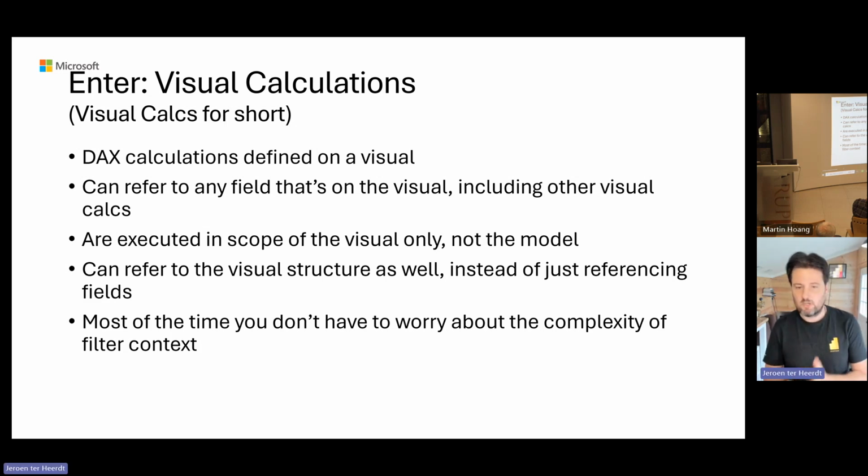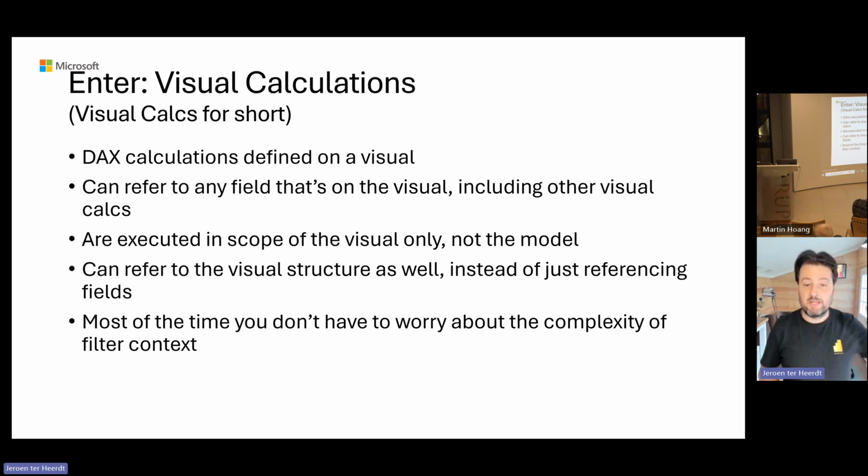Visual calcs are nothing more and nothing less than DAX calculations defined on a visual. So instead of doing that in the model, as you're forced to today with measures and calculated columns, you can now do that on the visual. Obvious benefits would be aggregated data, and less complexity to worry about, because you don't have to worry about filter context. All of that has already been applied, and you can refer to whatever is on the visual.